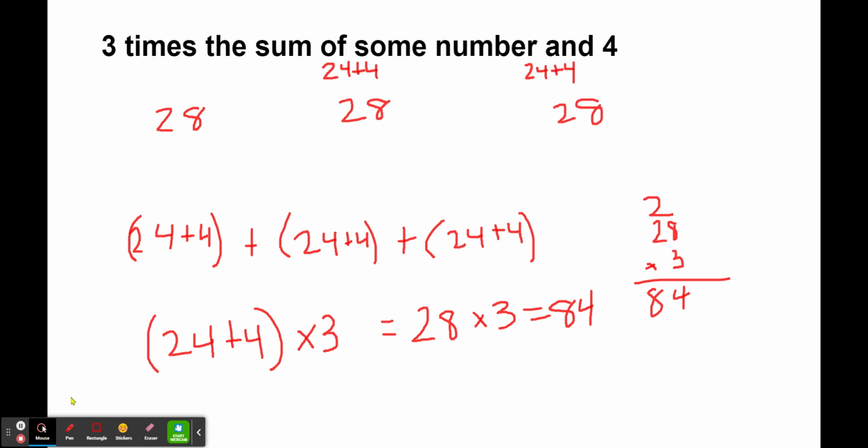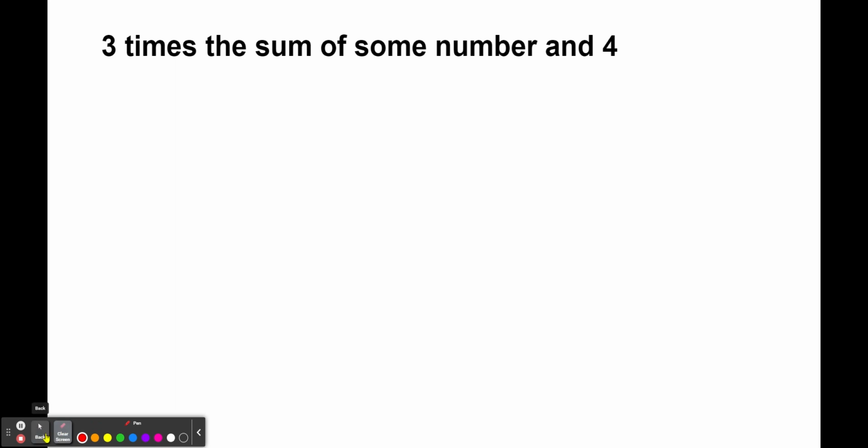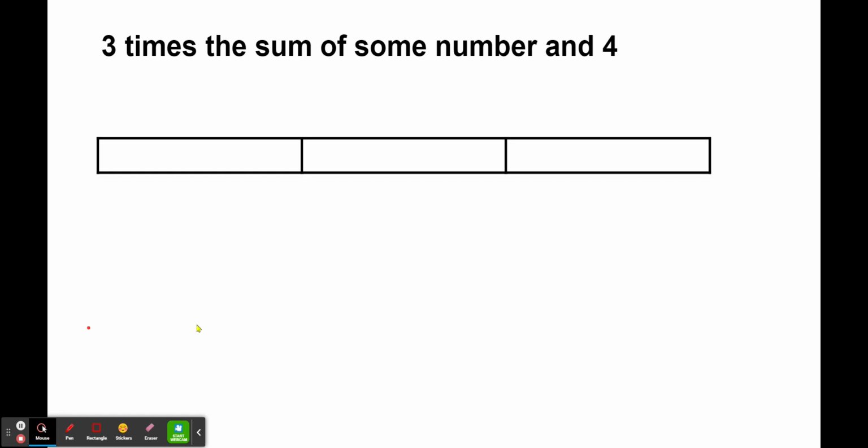Now, let me clear everything. Find what is 3 times the sum of some number and 4. So here is my strip diagram that I'm going to go ahead and use. Now, I want 3 times the sum of some number and 4. So I have three sections of my strip diagram. They're both the same. So I want 3 times the sum of some number and 4.